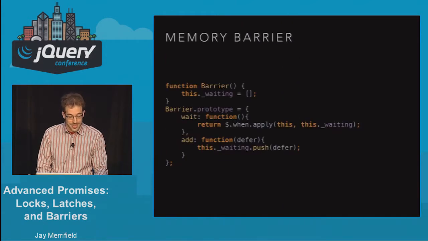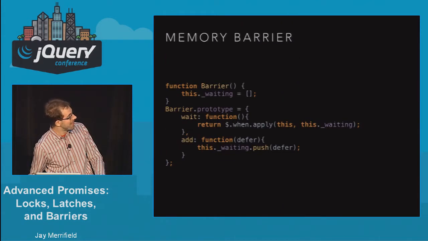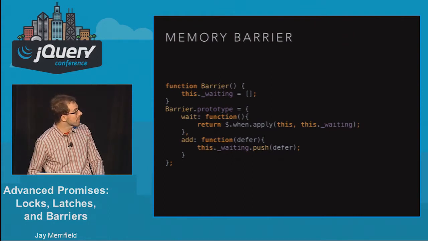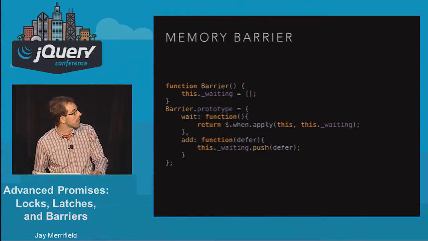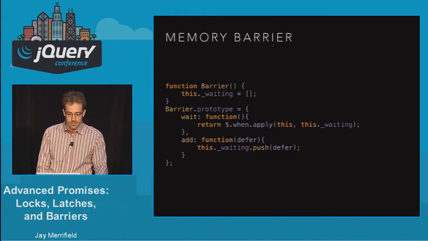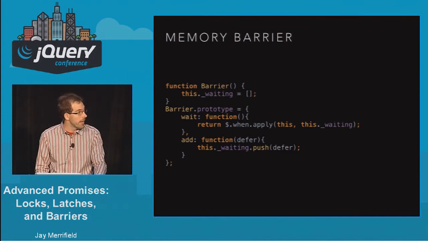So this is actually it. It's just 8 lines of code. For the memory barrier, we have an array of everybody we're waiting on. We use dollar sign dot when to say, hey, that's whenever all those things are done.